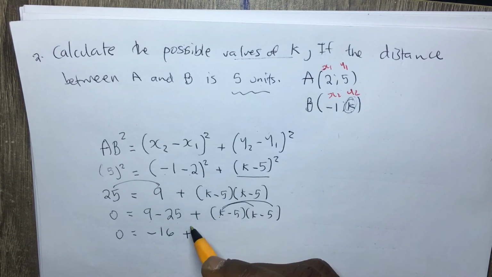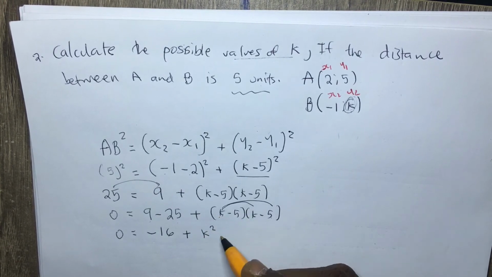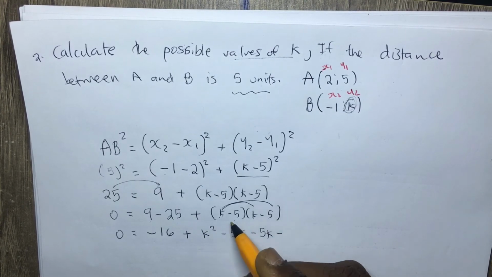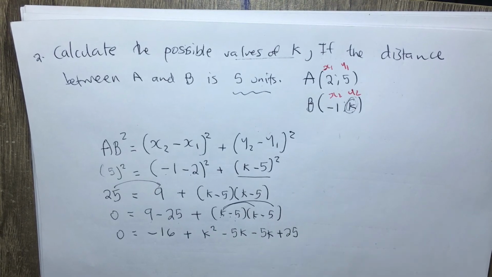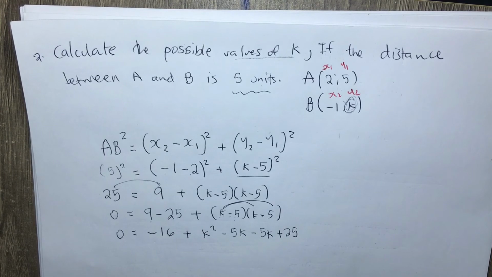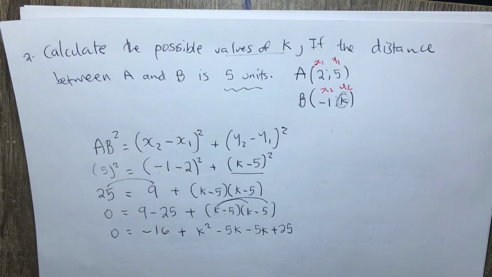K times k, it's k squared. K times minus 5 becomes minus 5k. This and this becomes minus 5k, and negative becomes a positive, 5 times 5 becomes 25. What are we doing? We're looking for the possible value of k, right? So you shouldn't be lost at what is happening here.